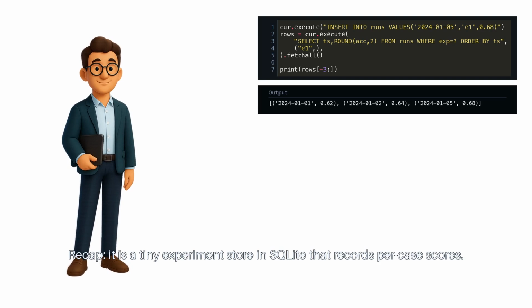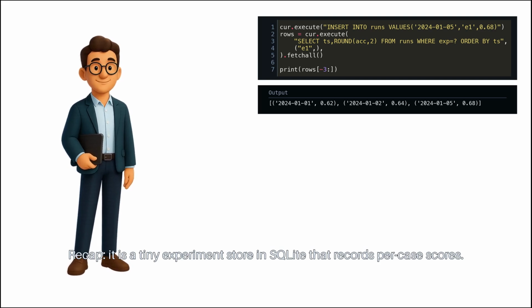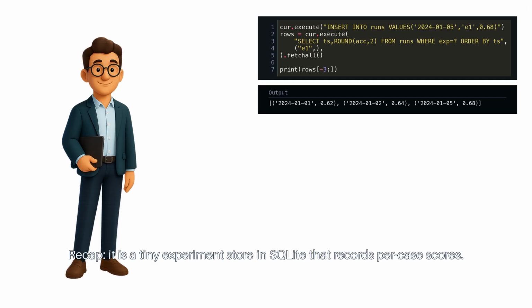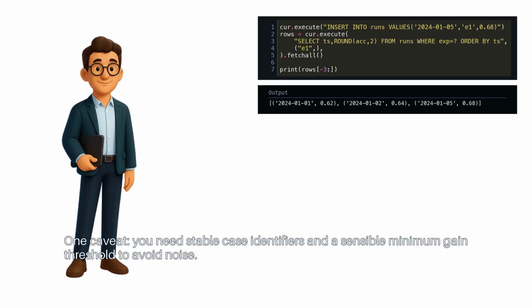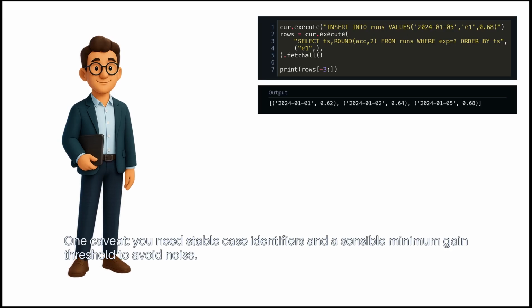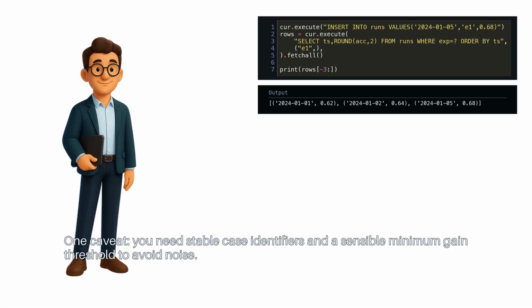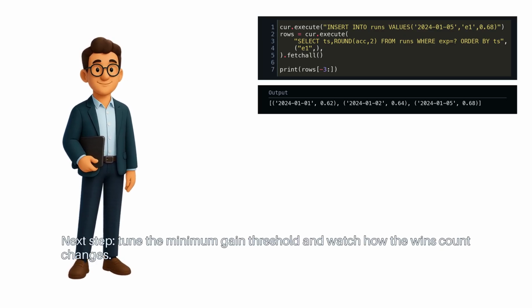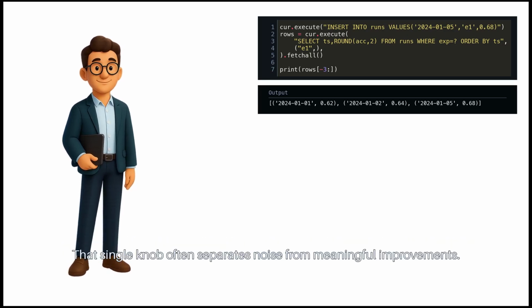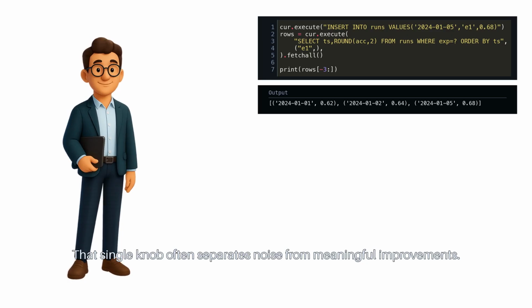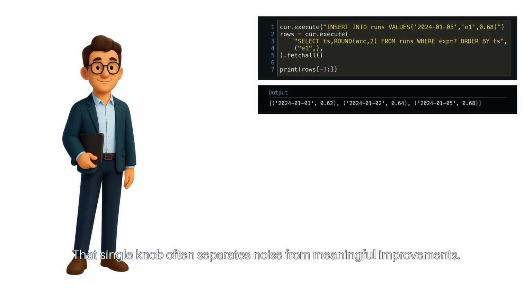Recap: it is a tiny experiment store in SQLite that records per-case scores. Use it when you want explainable, reproducible comparisons across runs. One caveat: you need stable case identifiers and a sensible minimum gain threshold to avoid noise. Next step: tune the minimum gain threshold and watch how the wins count changes. That single knob often separates noise from meaningful improvements.